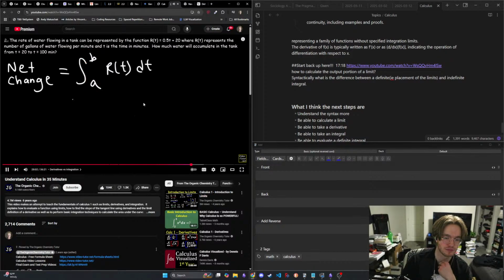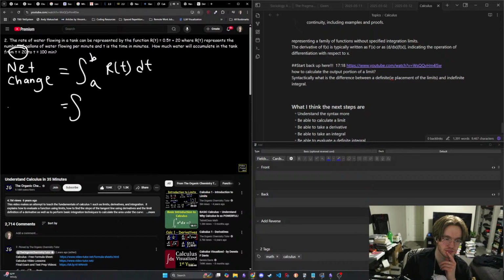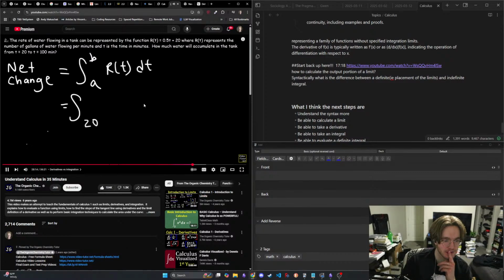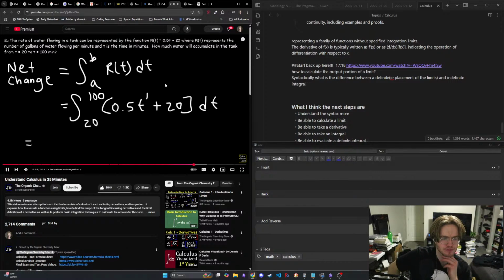So going back to this problem, to calculate how much water will accumulate in a tank in those 80 minutes, we can see that a is 20, that's the lower limit, b is 100, r of t is 0.5t plus 20. So let's go ahead and find the antiderivative of 0.5t and 20.